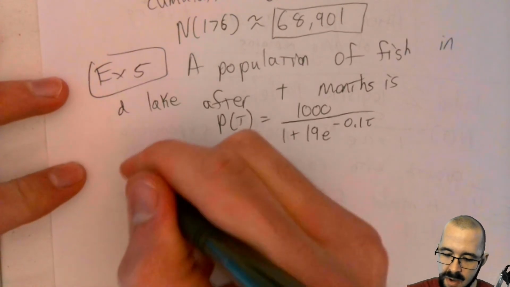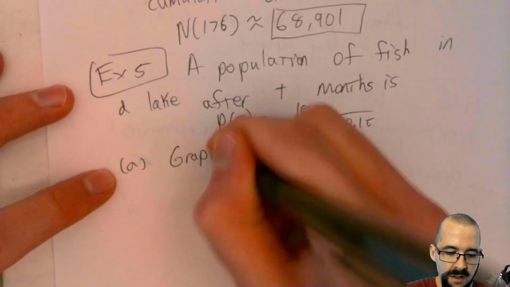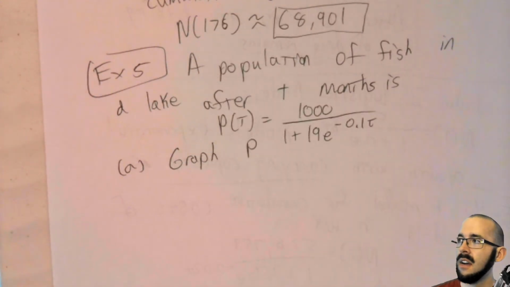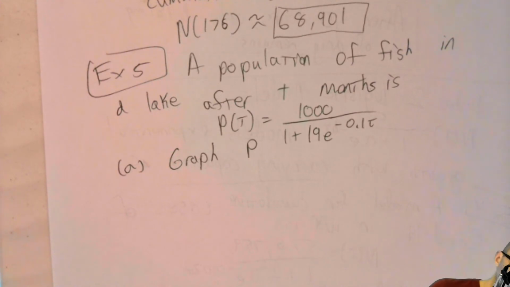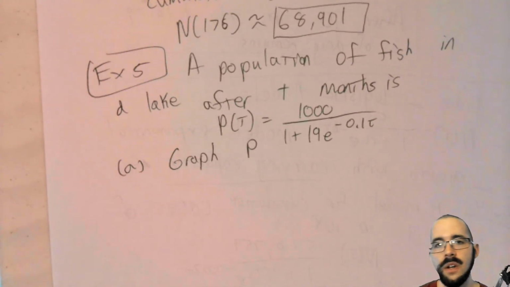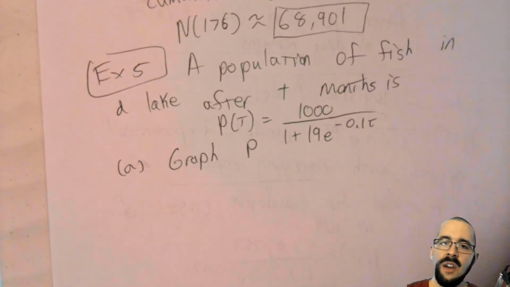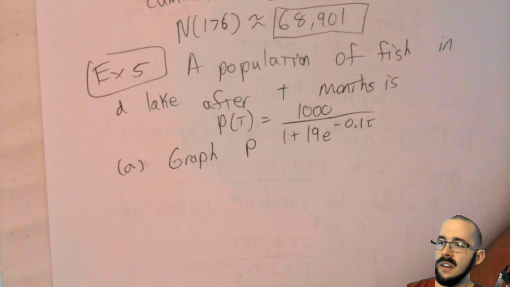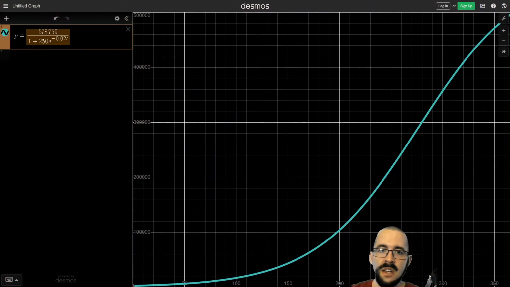Okay, so part A is going to be graph P of t. Graphing this by hand, you don't really have to do, but you could. For purposes of the homework, I'm okay with you using a graphing utility. I'm not going to ask you to graph something by hand on a quiz or an exam. So we're going to look at this with Desmos.